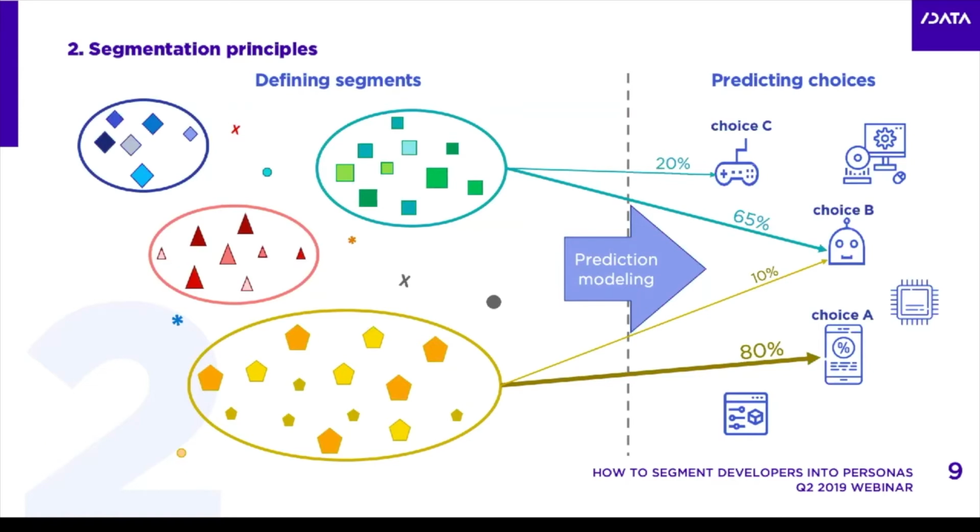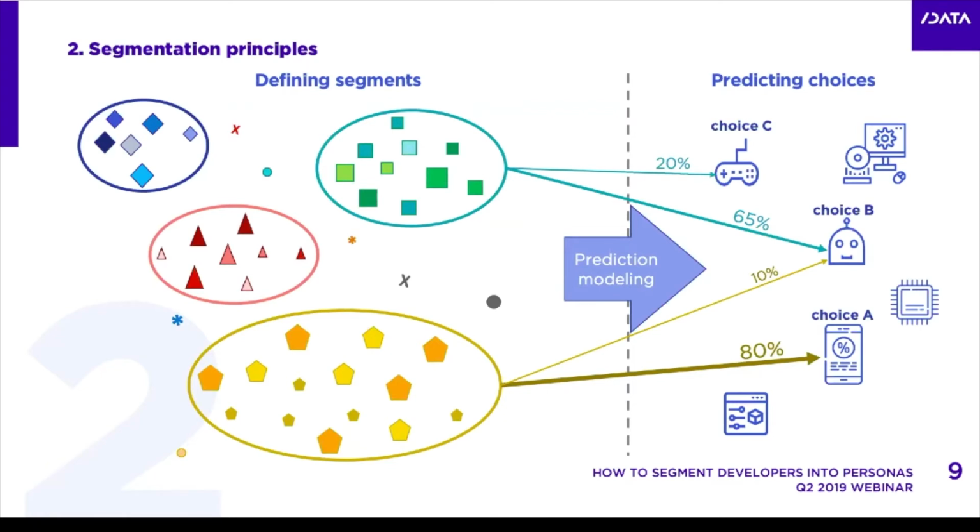Okay, so having defined our segments, how do they help us? Through predictive modeling, what we find is that segments have different reactions when offered different choices. So our green rectangle friends there are far more likely to go for choice B, 65% likely, than for choice C, which is 20%. On the contrary, those orange pentagons there, they don't like choice B or robot friend there very much. Only 10% of them would go for choice B, right? They would instead go for choice A.